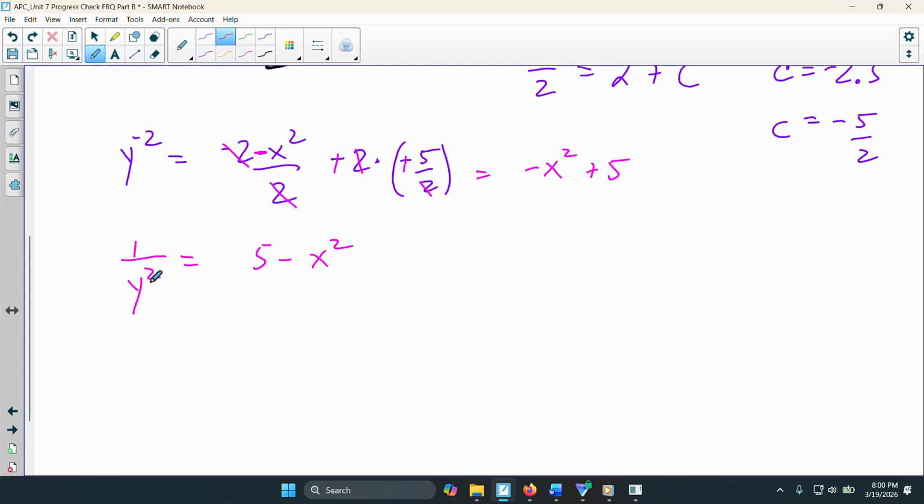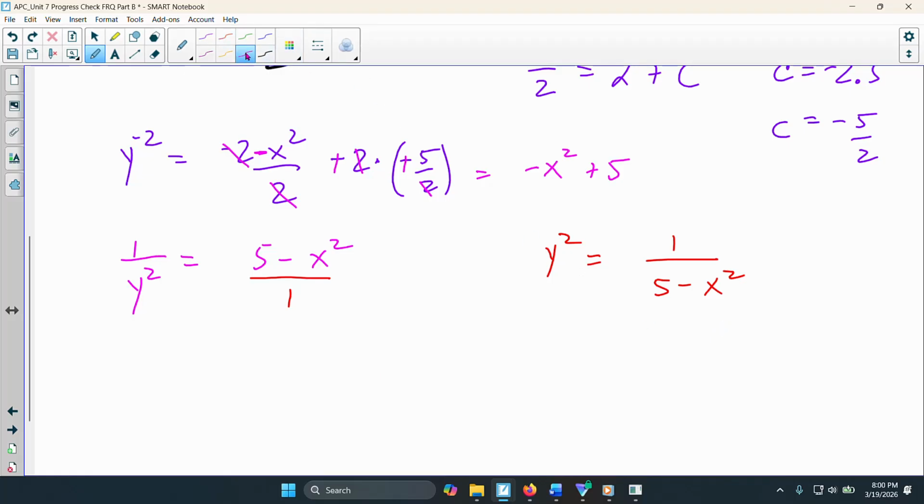How do I solve for y? I mean, just literally flip. You could think of this as over 1 and just flip both of them. So you could cross multiply, and this really becomes y squared equals 1 over 5 minus x squared, okay?